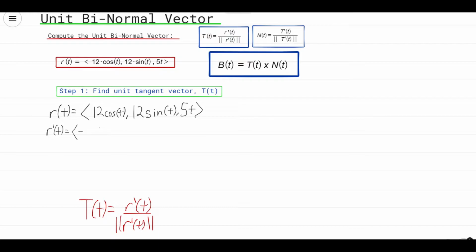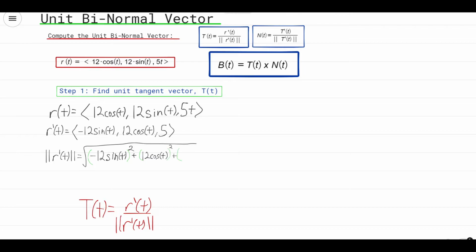In doing so, when we take the derivative, we get negative 12 sine of t, 12 cosine of t, and then 5, because we're differentiating with respect to t. Now the next step is to find the magnitude of r prime. We take the terms, square them, add them, and square root them. So negative 12 sine t squared plus 12 cosine t squared plus 5 squared.